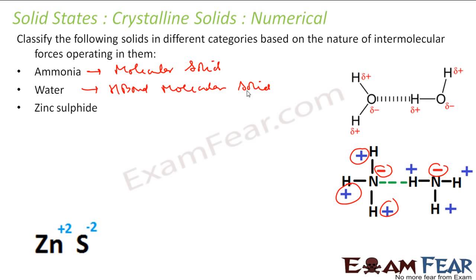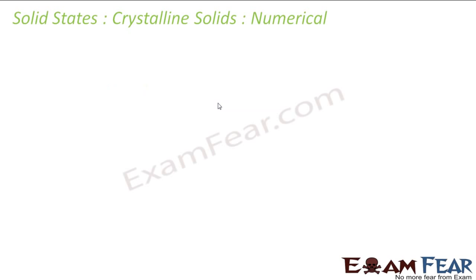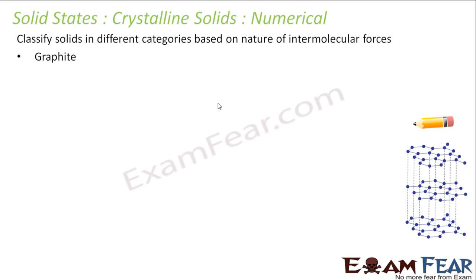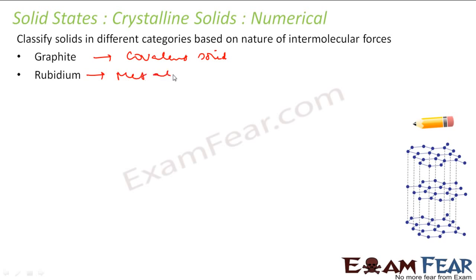Zinc sulfide. Zinc sulfide, if you see, there is Zn2+, S2-. That is ions. So it will be an ionic solid. Let's take more examples. Graphite. Graphite, we know the structure, it's a covalent structure. So it has to be a covalent solid or network solid. The next is rubidium. Rubidium is a metallic solid.